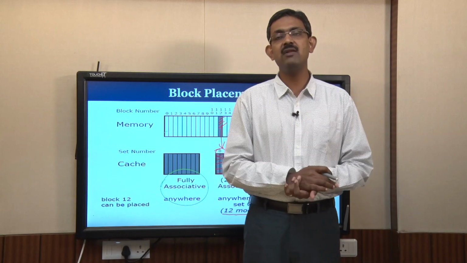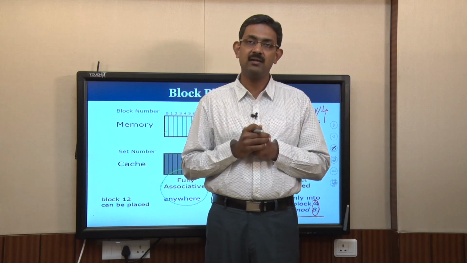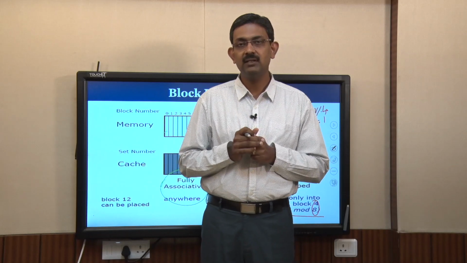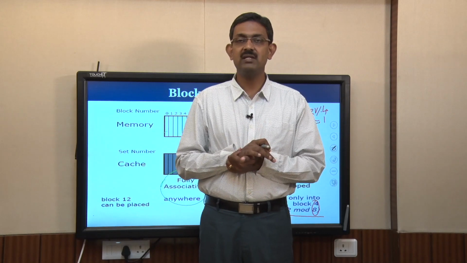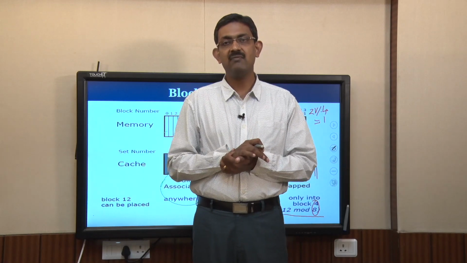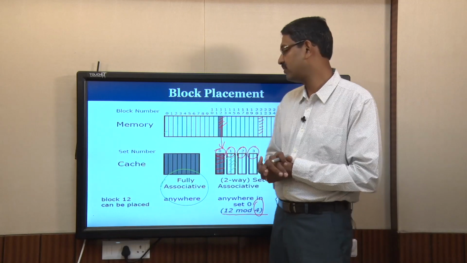So, we learned about 3 different types of cache. Generally, we can call all caches set associative caches, but to be very specific, we have a direct mapped cache where associativity is equal to 1. We have a fully associative cache where associativity is equal to n, where n is the number of blocks.